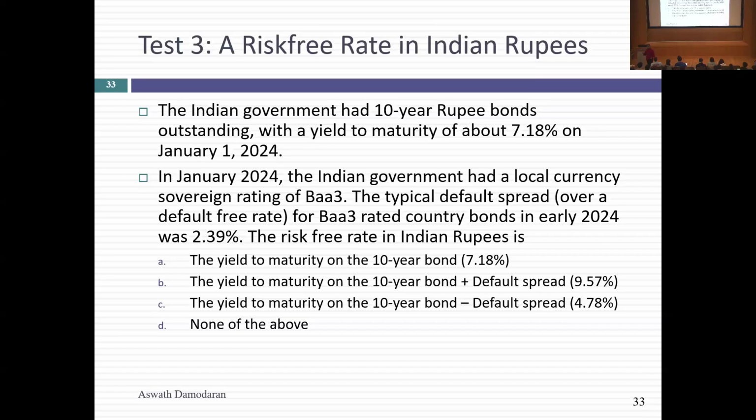I want to get a risk-free rate. The government bond rate is not risk-free. I'm removing the default risk to make it risk-free. But this 2.39% seemed to come out of nowhere, right? You're saying, where did that number come from?